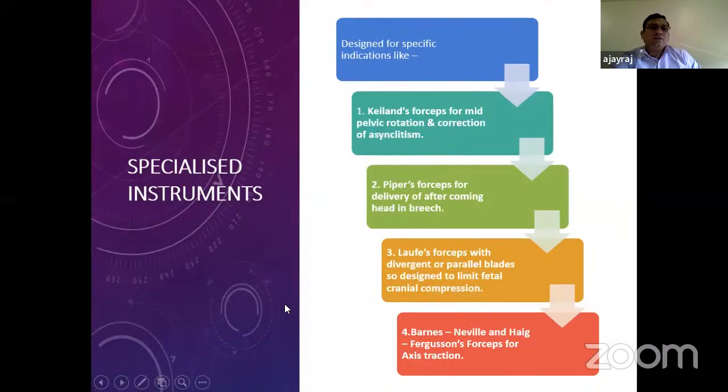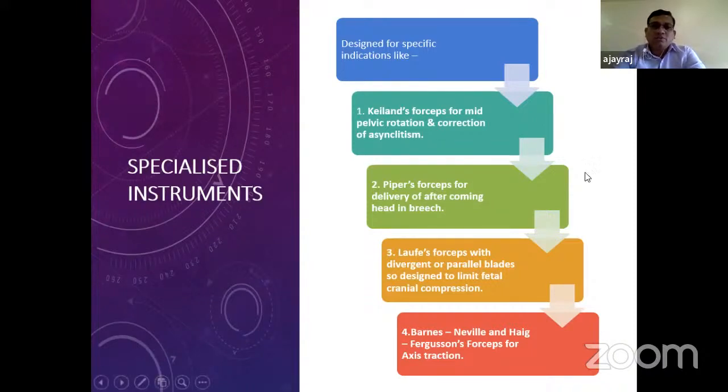Specialized instruments designed for specific indications. Number 1, Kielland's forceps for mid-pelvic rotation and correction of asynclitism. Asynclitism, that is a deflexed vertex. Piper's forceps for delivery of the aftercoming head in the breech. It is a slender forceps having long blades, and it is applied for the aftercoming head in breech delivery.